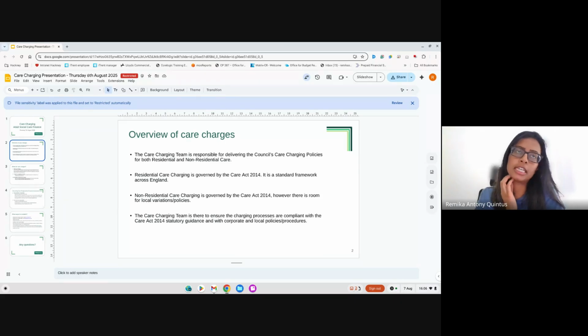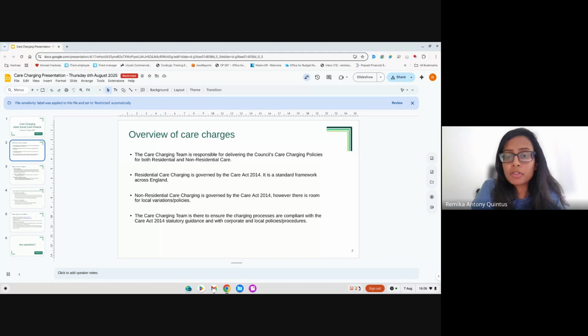So the care charging team is responsible for delivering Hackney Council care charging policies for both residential and non-residential care. Residential care charging is governed by the Care Act 2014 and follows a standard national framework used across England. Non-residential care charging, which includes things like home care, direct payments and support in the community, is also governed by the Care Act 2014. However, unlike residential care, there is more flexibility for councils to develop their own local policies.